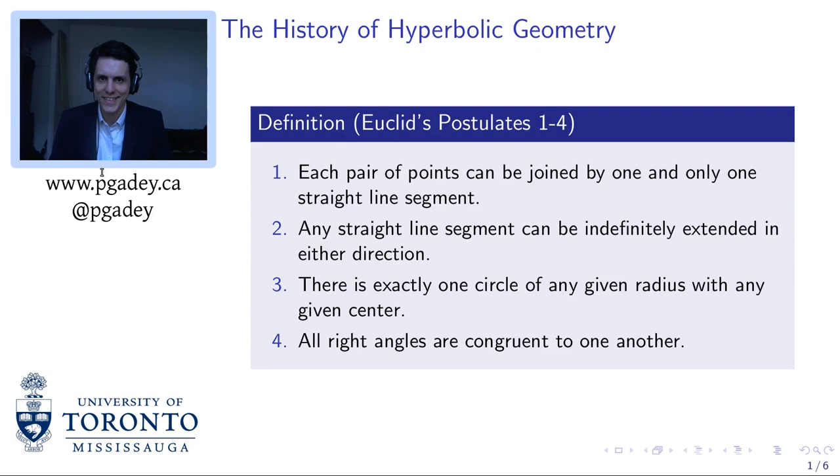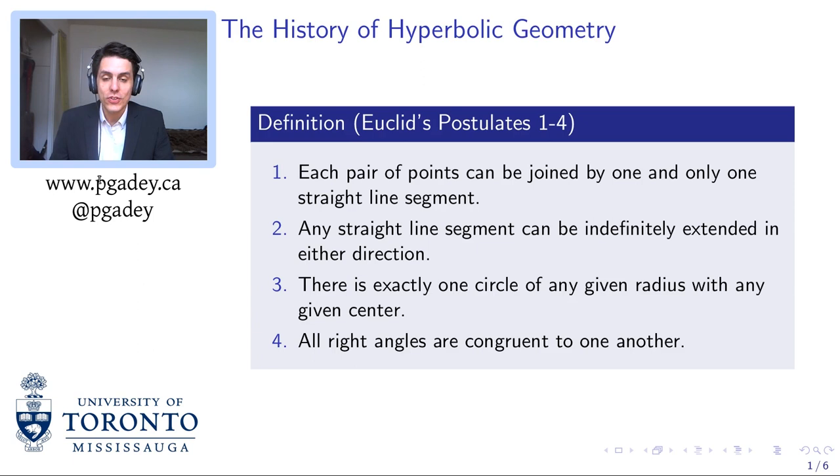Hi there. We're going to talk a little bit about the history of Euclidean geometry and how it transitioned into being non-Euclidean geometry. So the first thing that we need to look at are Euclid's postulates. These are sort of the ground rules of Euclidean geometry.